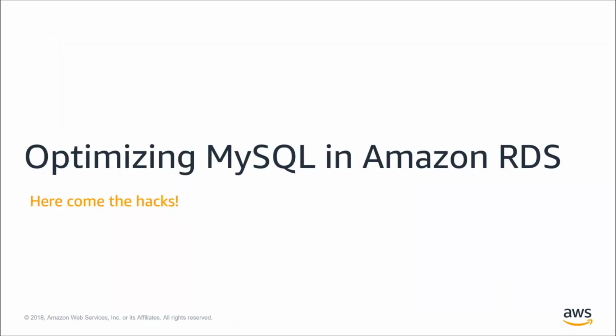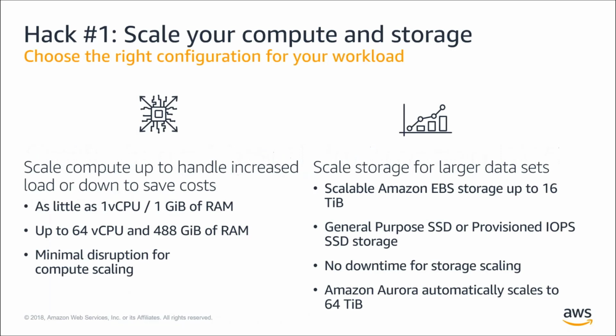Now that we've reviewed the options for running your MySQL database in a managed environment in AWS, let's talk about some great tips for deploying your applications. Our first hack is being able to scale the compute and storage for your MySQL database. Unlike an on-premises database, you're not stuck with one hardware configuration in Amazon RDS. You can scale compute up and down to handle increased load or down to save costs of your instance.